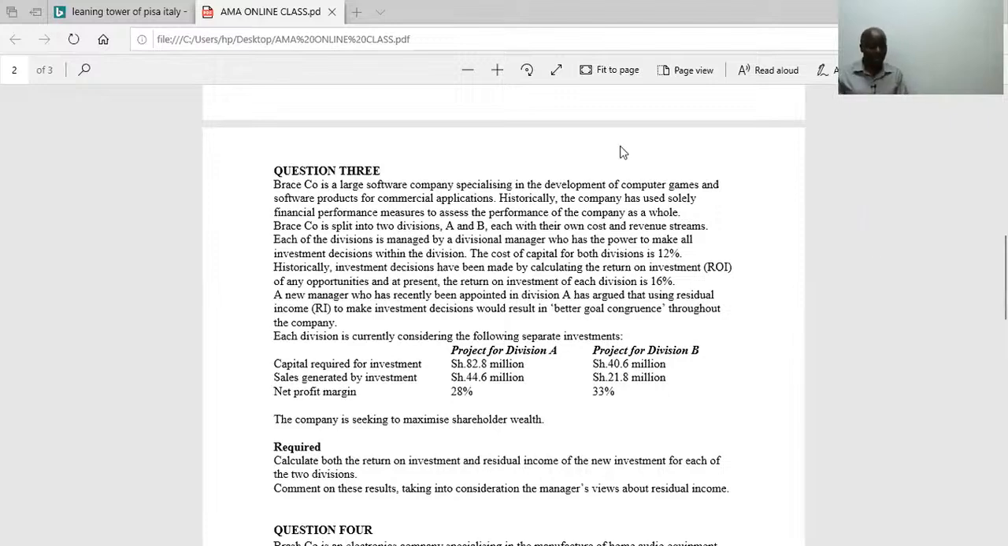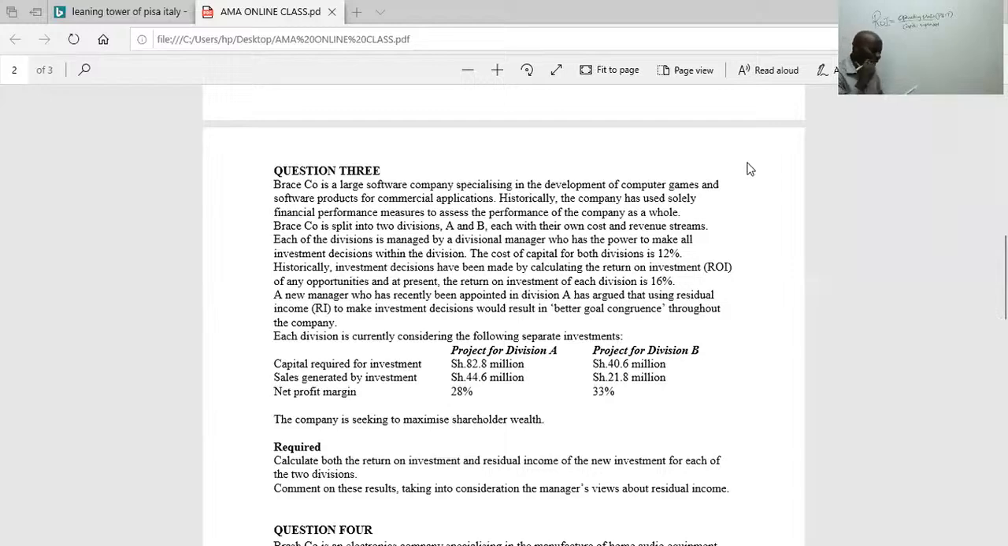So here we are. They want us to calculate both the ROI and the residual income of the new investment. Now, ladies and gentlemen, we start with ROI. How do we get return on investment? We normally work with the operating profit over the capital employed. Remember that operating profit is the same as profit before interest and tax.